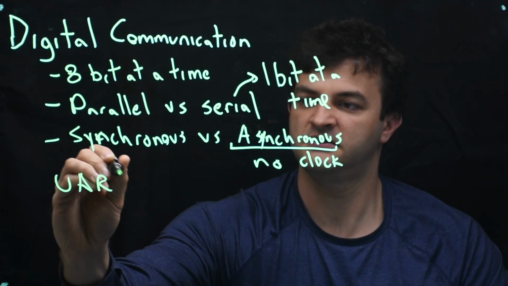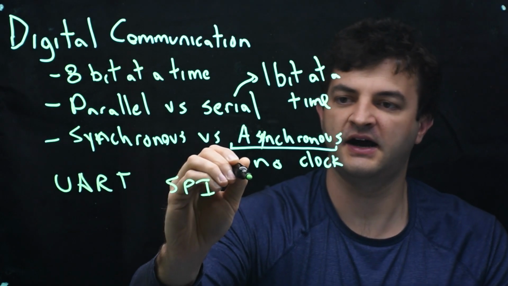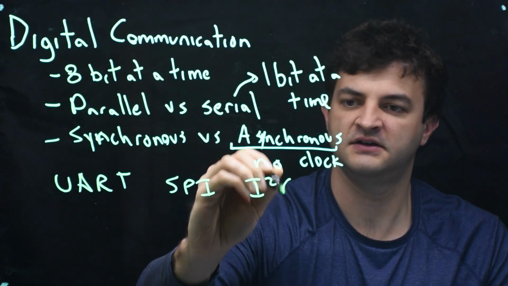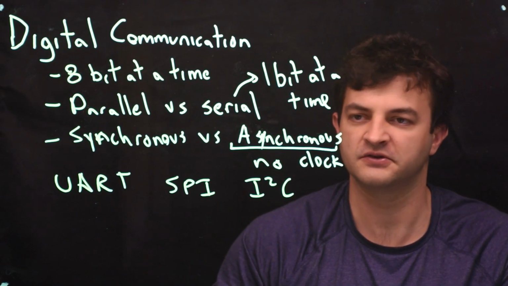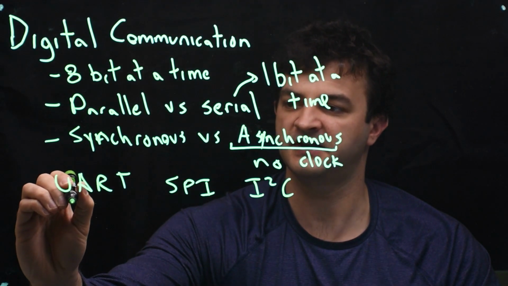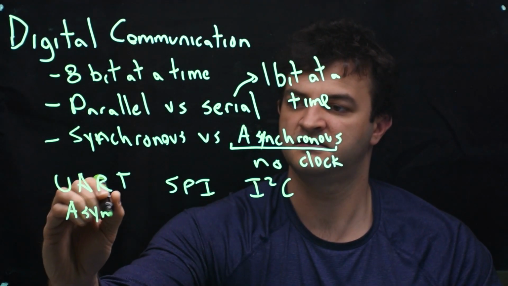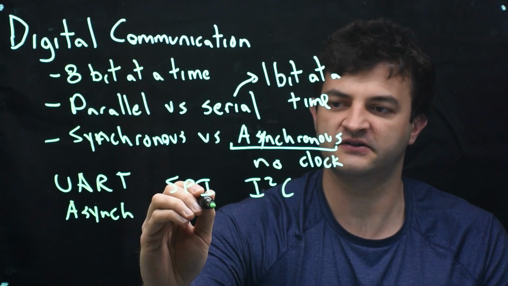UART, SPI, I2C. These are the very common styles of digital communication you'll see in a microcontroller. The UART is the type of asynchronous communication, while SPI and I2C are synchronous.